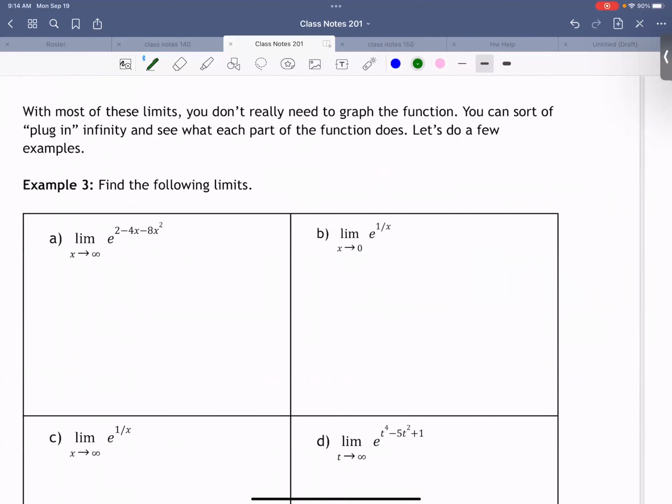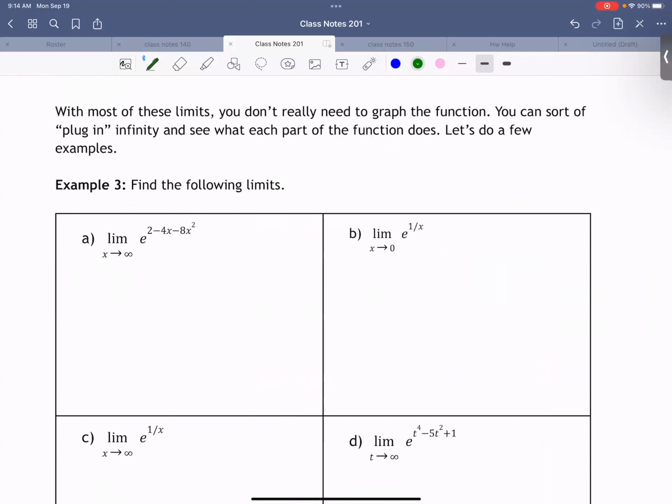So basically what I'm saying is don't try to graph every single function that looks funky, okay? Know what the graph of e to the x looks like, and maybe we can see what the exponent goes to and plug that in to e. Okay, and let's do a couple examples that might make this make more sense.